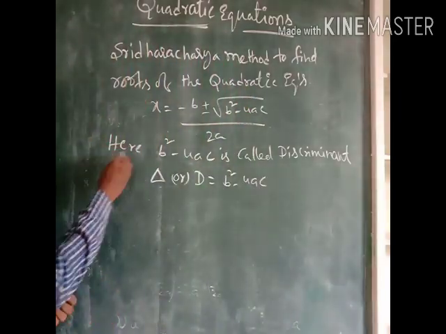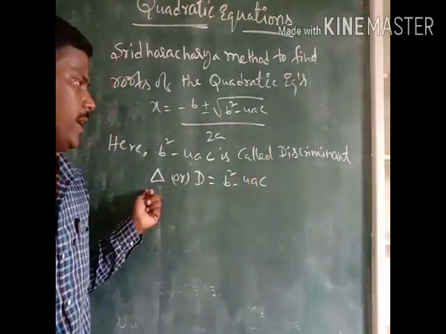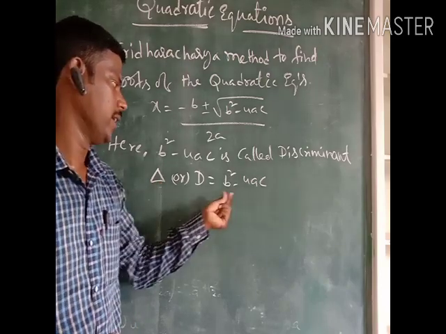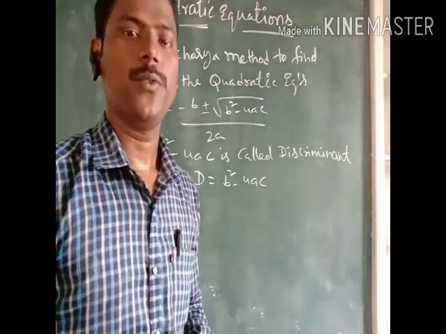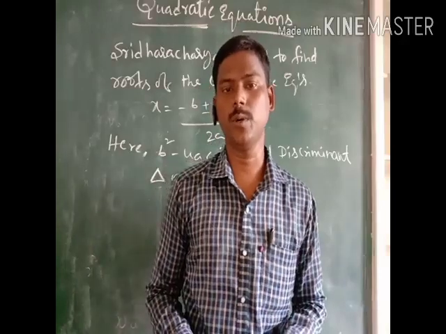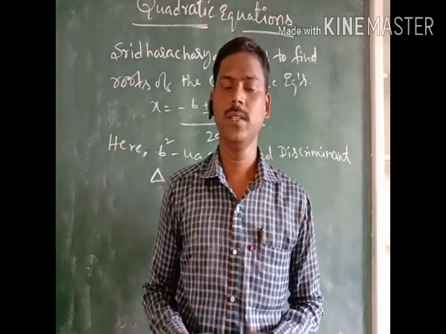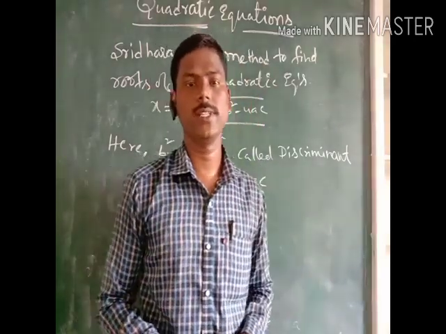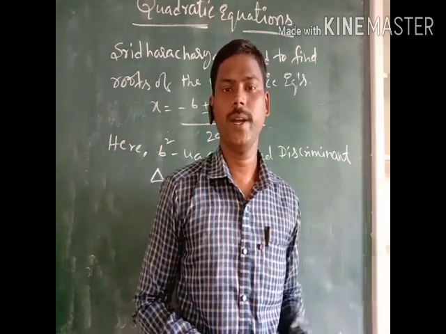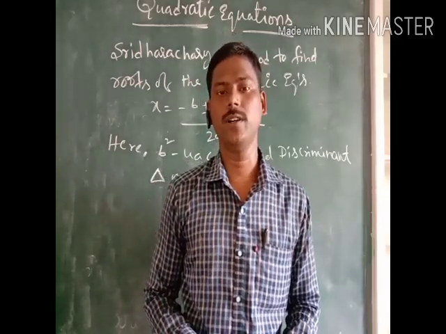First of all, remember the definition: b² minus 4ac is called the discriminant of the quadratic equation. It is denoted by delta, D = b² minus 4ac. So what is the use of the discriminant? To find the nature of the roots. What are the natures of the roots? Whether the roots are equal or different. Okay children? So next class we will see the nature of the roots, how to find the nature of the roots, and the sum of the roots and product of the roots.